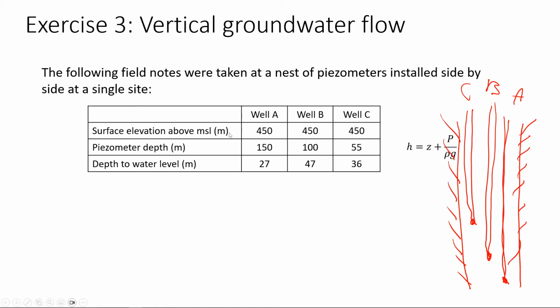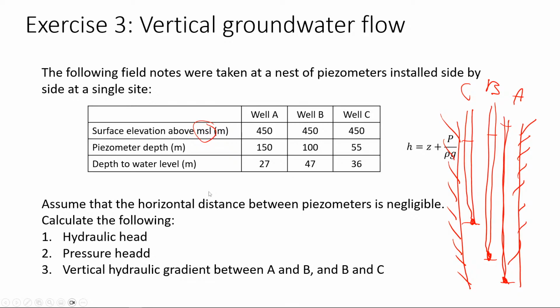So you have the surface elevation, which is your surface elevation from mean sea level. Then the piezometer depth, where the piezometer is, and the depth to the water level, which is where the water was measured. So let's look at this.